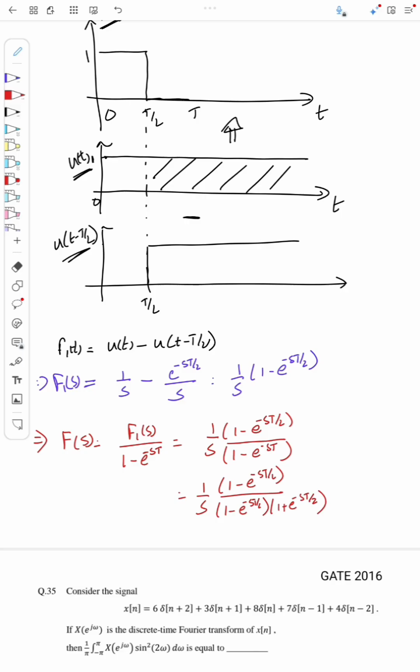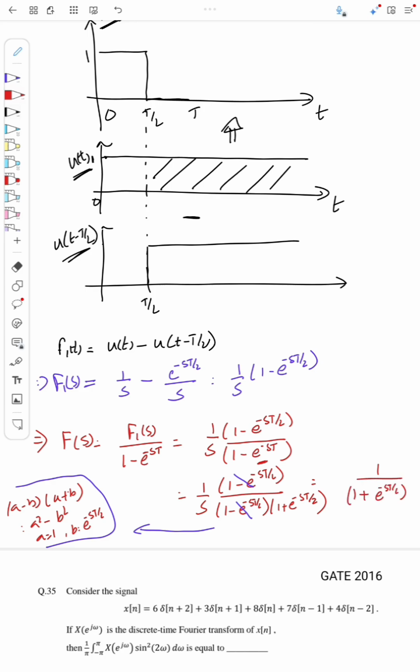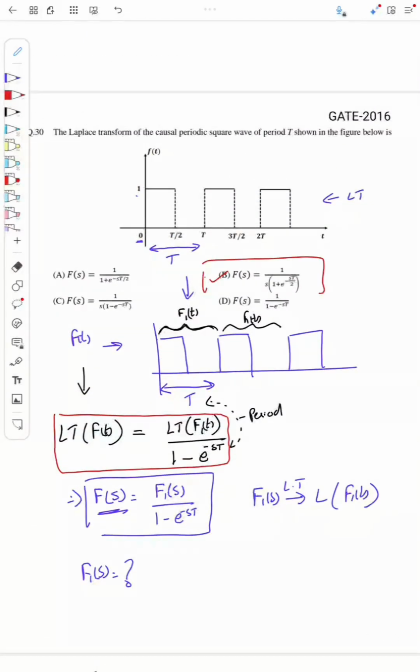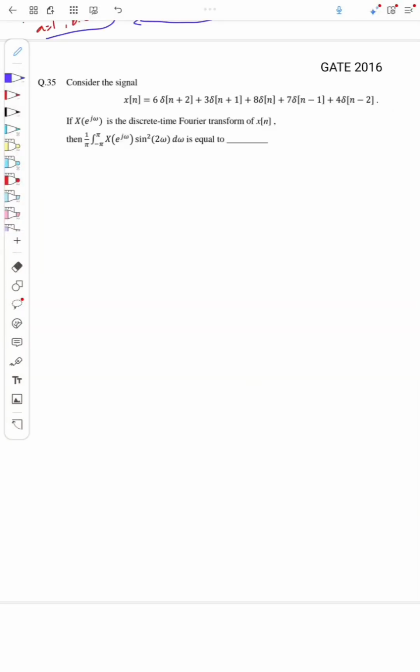It's like (a minus b) into (a plus b), which is equal to a square minus b square. Here a is equal to 1, and b is equal to e power minus sT by 2. So e power minus sT by 2 squared is e power minus sT. Now the numerator term and the denominator term can be cancelled. So what is the final answer? This is equal to 1 by s into 1 plus e power minus sT by 2. This is F(s), the Laplace transform of this periodic signal. So the answer is B: F(s) equal to 1 by s into 1 plus e power minus sT by 2.